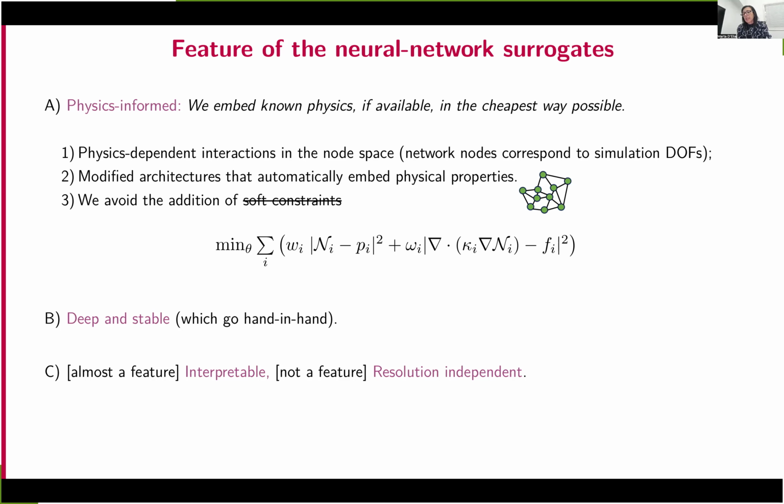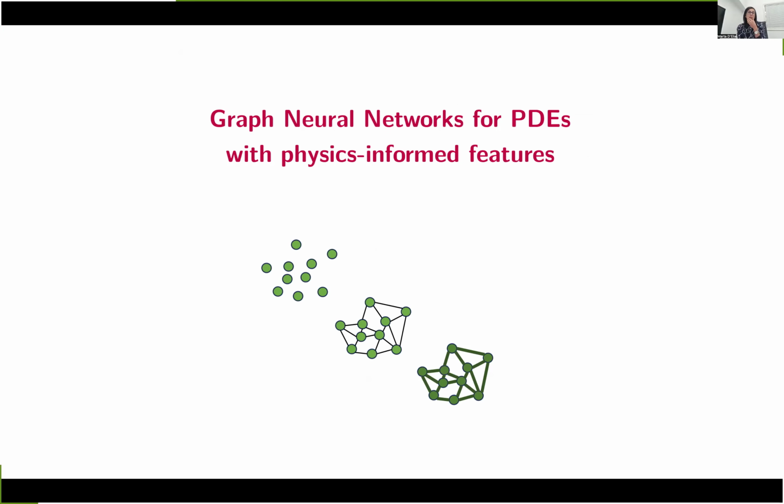And in the networks that I present today, switching to an architecture that becomes resolution independent is in a way straightforward, but it does make the network more expensive. Okay, so the choice of graph neural networks comes from the fact that they're very flexible, and they allow us to deal with unstructured data in a very straightforward manner.